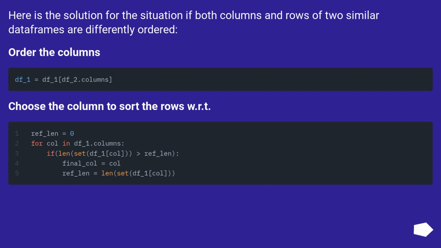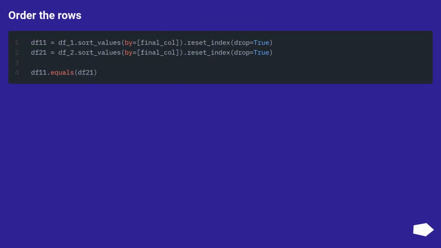Here is the solution for the situation if both columns and rows of two similar data frames are differently ordered. Order the columns. Choose the column to sort the rows with respect to. Order the rows.